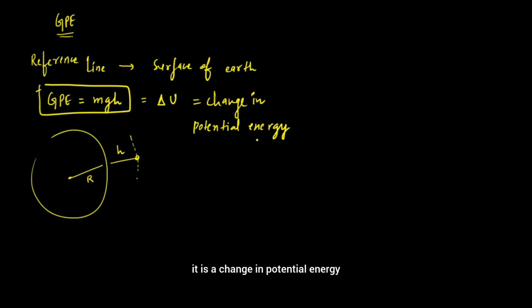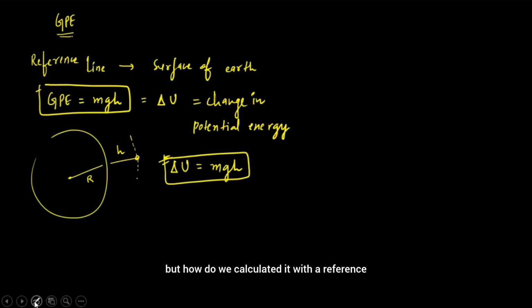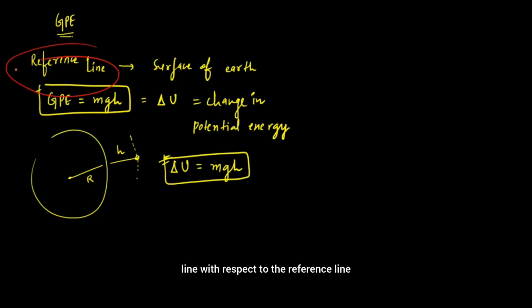That is the change in potential energy, delta U, which can also be written as mgh. But how do we calculate it? With a reference line. With respect to the reference line only, we gave it as mgh, because from the reference line it is h height above. So when we write this formula mgh, we have already considered that the reference line for this particular case is the surface of Earth. Without considering this, we cannot have this.